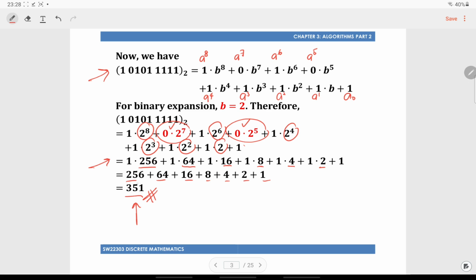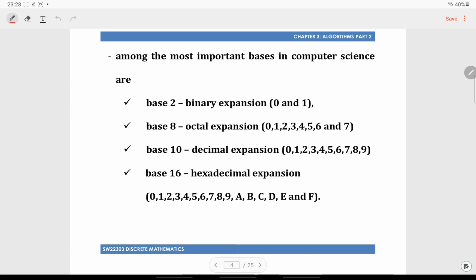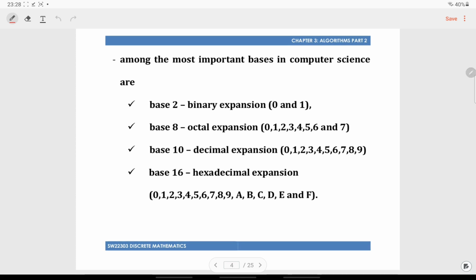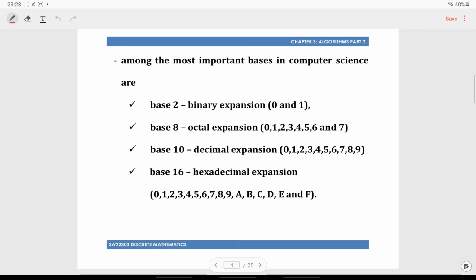Decimal means this number is a combination of the digits between 0 up to 9. So in this number we have a combination of 3, 5 and 1. Among the most important bases in computer science are base 2, base 8, base 10 and base 16. Although we can use any integer value greater than 1 as the base, normally in computer science we consider only the following numbers as the bases: base 2, base 8, base 10 and base 16.